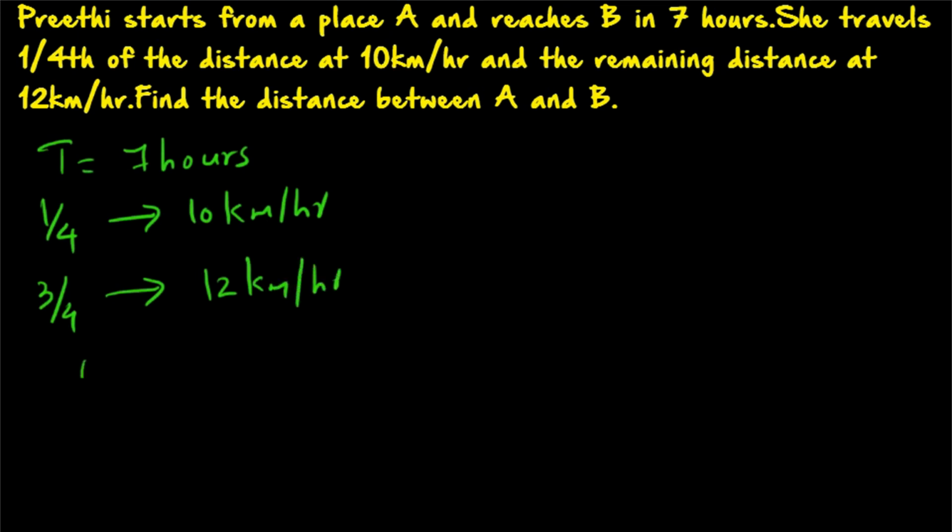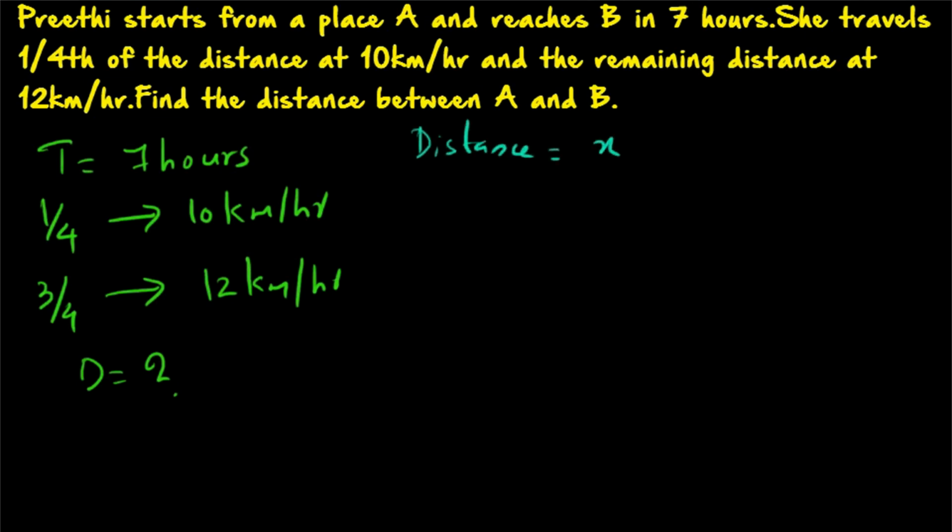You have to find out the distance. So distance is equal to speed into time. But here you cannot find out the average speed. The distances covered are not same. Preeti is covering 1/4 of the distance at one speed and 3/4 of the distance at another speed. You cannot find out the average. So here what you can do? You can consider total distance is equal to x. So the total distance be equal to x.